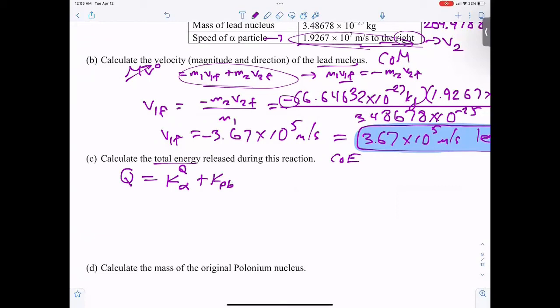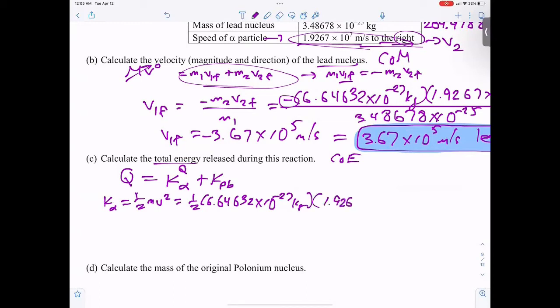Okay, so let's figure out the kinetic energy of the alpha particle. That's going to be 1/2 mv squared. So 1/2 times 6.64632 times 10 to the negative 27 kilograms times its speed, 1.9267 times 10 to the 7, oops, that's a 7, squared.